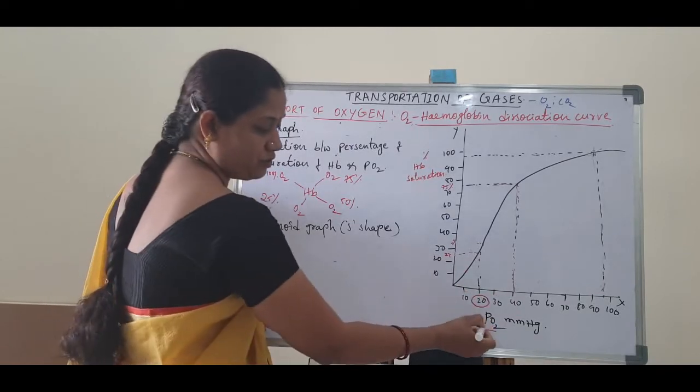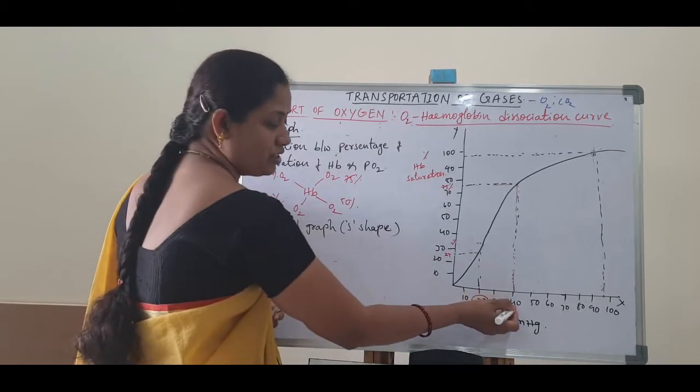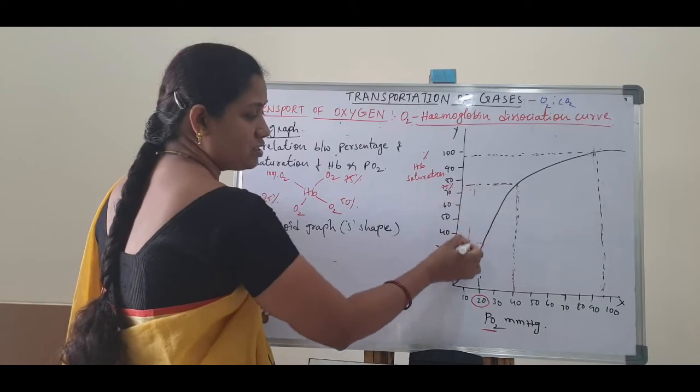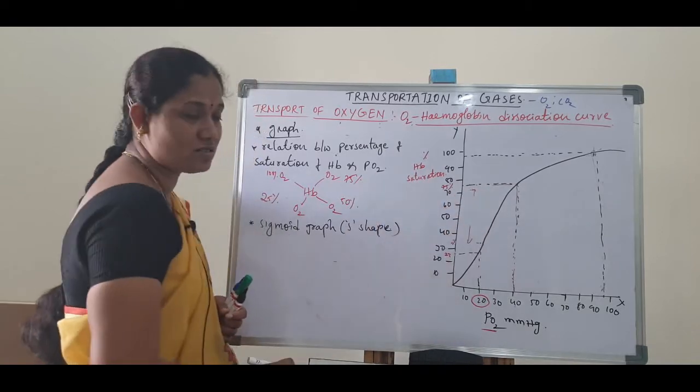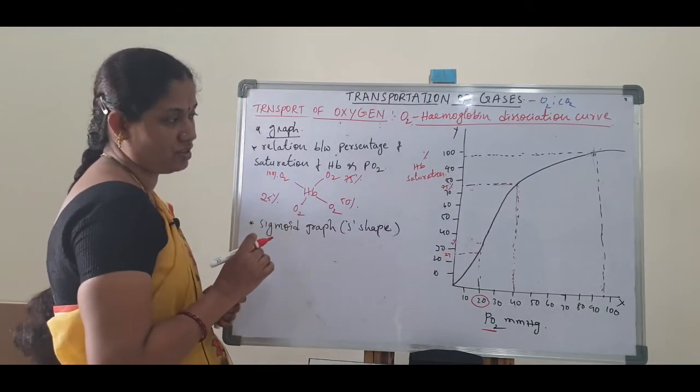The partial pressure of oxygen has reached 40. So whenever it reaches 40, the saturation capacity is increased. This much of an increase takes place. As a result, it has 75% of saturation.